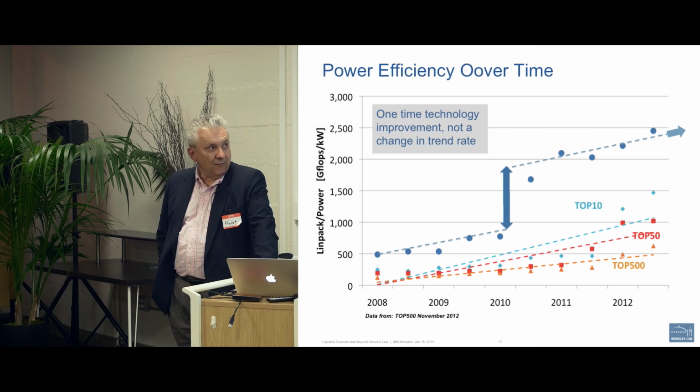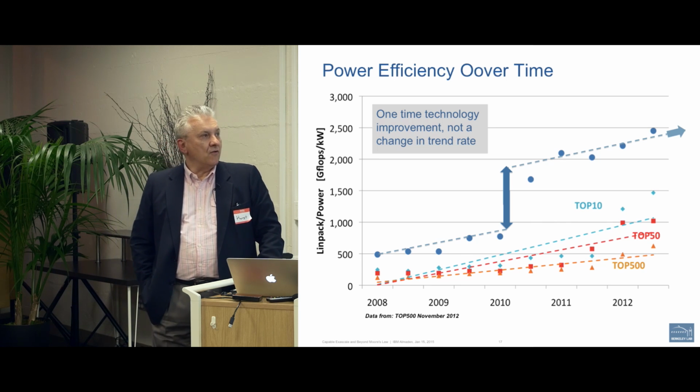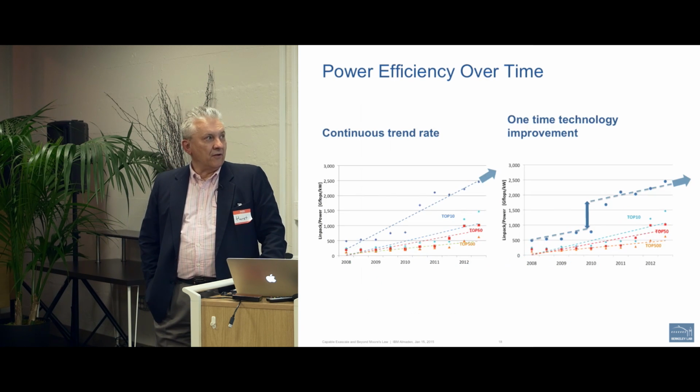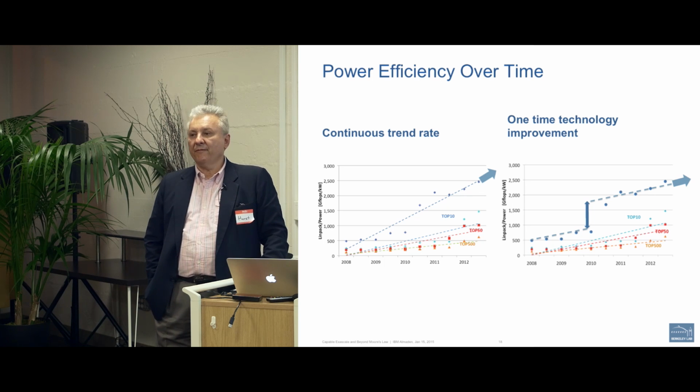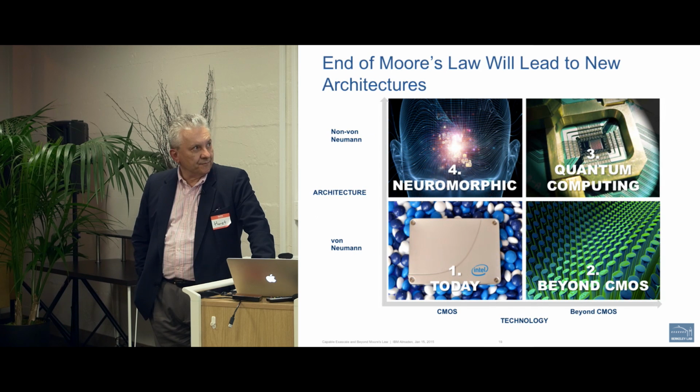Unless we have some other silver bullets like this architectural change to GPUs or to many core, we won't get on a good curve. So here is what I say: if you believe it has a continuous trend rate, we're going to get there, but if it's only a one-time technology improvement that got us from one curve to another curve, then it will be much more expensive, and it will take much longer to get to the exaflop system.